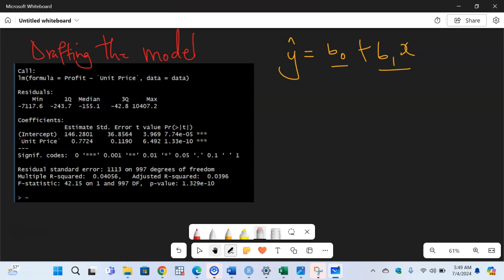So when you come to derive the model, your y predicted will be profit. So profits will be given by, what is the intercept? The intercept is here. The intercept is here. It is what?